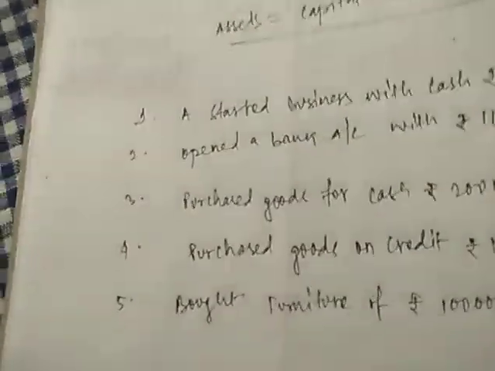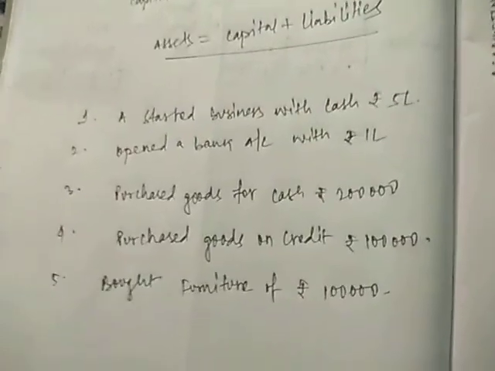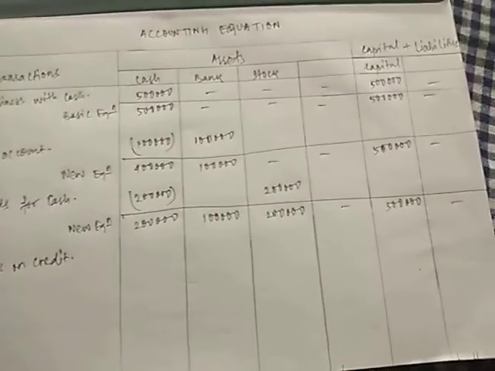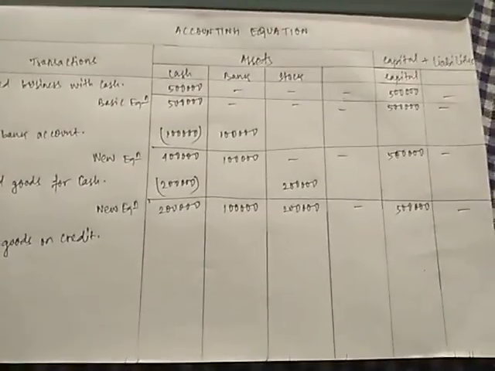Next is number 4. Let us check question number 4. What is transaction number 4? Purchase goods on credit, rupees 1 lakh. So here we'll write purchased goods on credit. Amount is rupees 1 lakh. We got stock of rupees 1 lakh, but we have not invested cash. We have not spent cash in purchasing the goods.